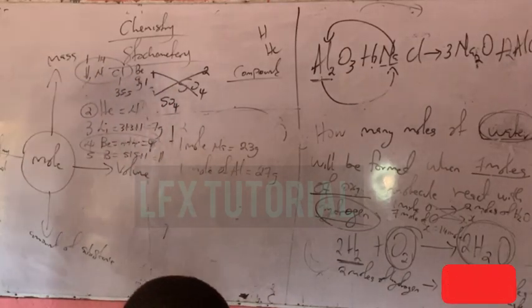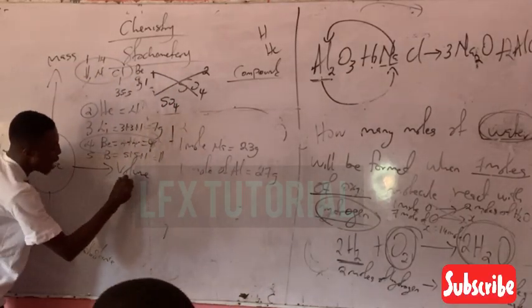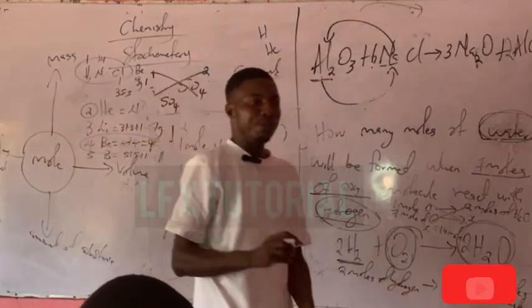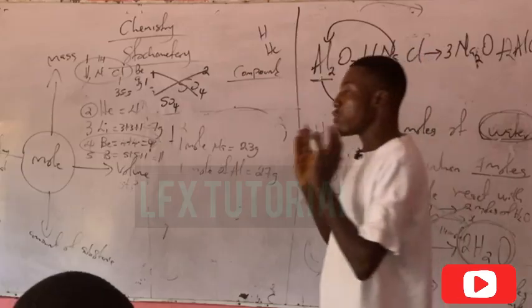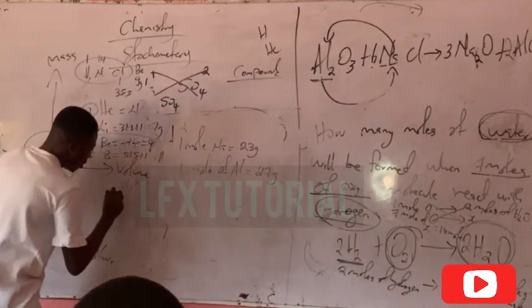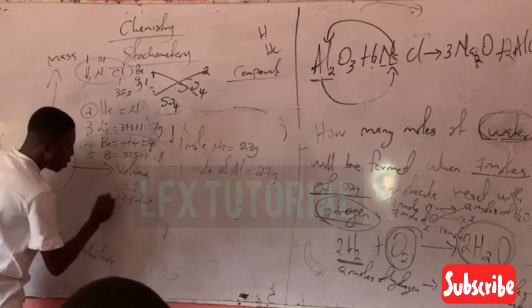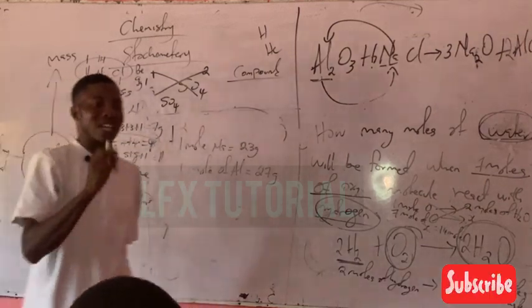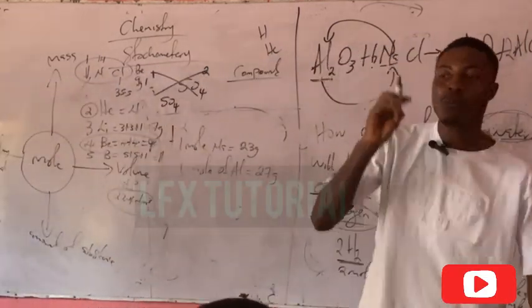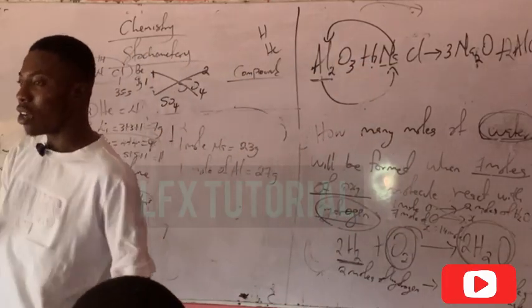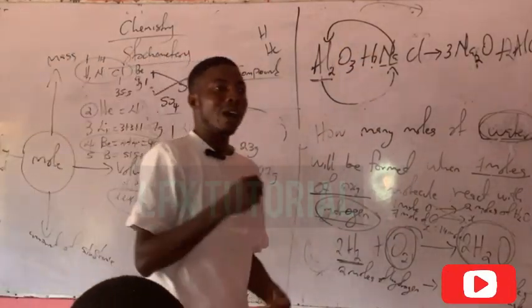Coming to volume. The volume that was given to us is at STP. The value of volume at STP is 22.4 dm3. The value is 22.4 dm3. That is the value of volume at STP.